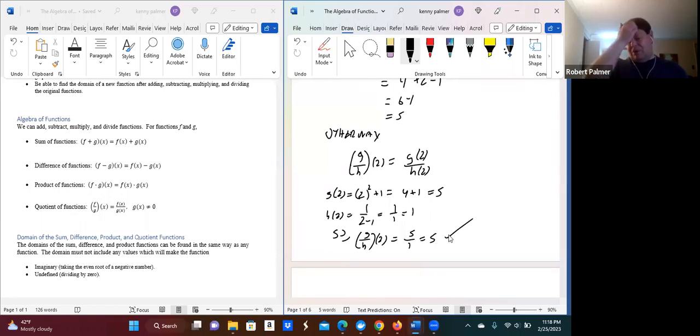So now we understand how to do algebra of functions using formulas, and also how to evaluate them using inputs. Now, what if we have something different? What if, instead of having the equations or the formulas for the functions, we have a graph? Let's take a look at that example.